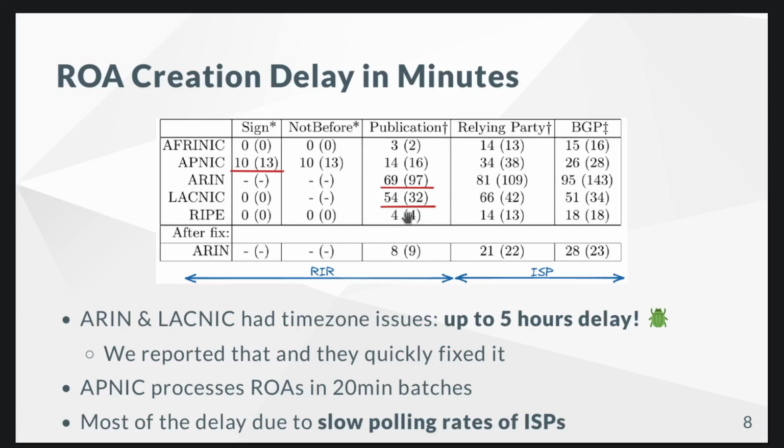The last important bit from that table is the jump you can see from the publication delay to the relying party delay. If we look only at AFRINIC and RIPE, you can see that most of the overall delay we see at the end in BGP comes actually from this step here. This is because ISPs have to frequently poll RIRs to get the data from the publication point, as opposed to the other steps, where the data is pushed from one step to another.